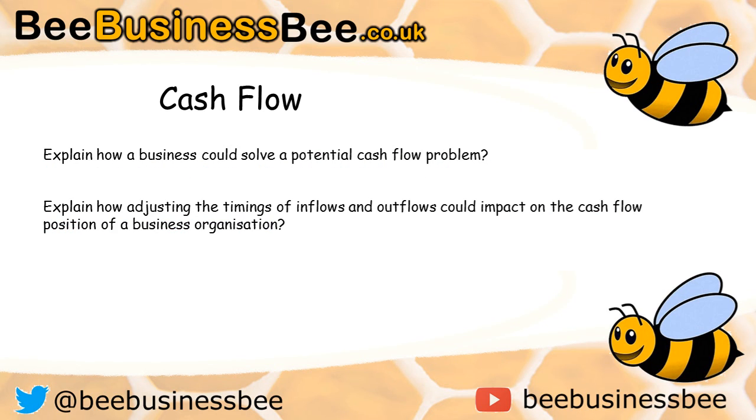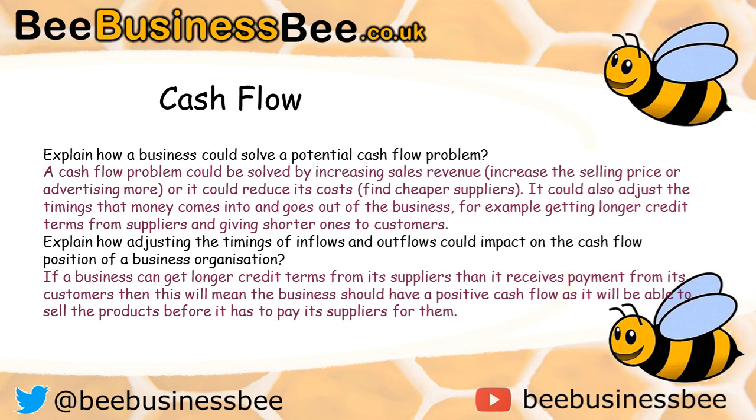Explain how a business could solve a potential cash flow problem. Explain how adjusting the timings of inflows and outflows could impact on the cash flow position of an organisation. You may want to pause the video now. A cash flow problem could be solved by increasing sales revenue or reducing its costs. Now remember that the only way to solve a cash flow problem is to get more revenue, so more water running into the bathtub, or to make the plug hole smaller, so to drain less water out.